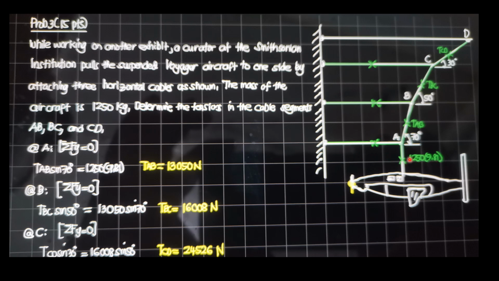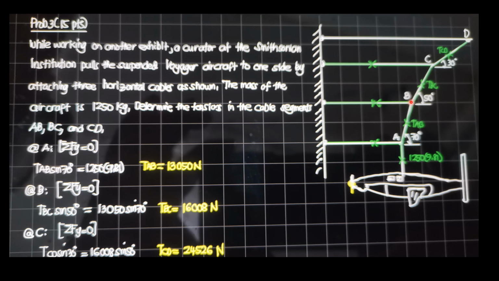This is vertical. The mass is 1,250 kilograms, so we multiply that by 9.81 to make it newtons. So free body diagram at A, the equation should be summation of forces along y, so that this horizontal tension won't be involved in the equation. So at A, summation of forces along y equals 0. The vertical component of tension AB is tension AB sine 70 degrees. Then it is equated to 1,250 times 9.81. So tension AB sine 70 degrees equals 1,250 times 9.81. Tension AB therefore is 13,050 newtons.